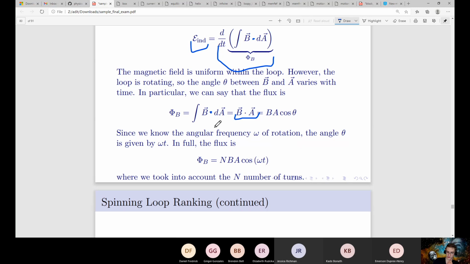Position is just velocity times time. The angular version is that the angle theta is equal to omega times t. So in full, what this flux comes out to, if it's just B times A times cosine of theta, we have to take into account the N number of turns, but we have B times the area times the cosine of omega t.